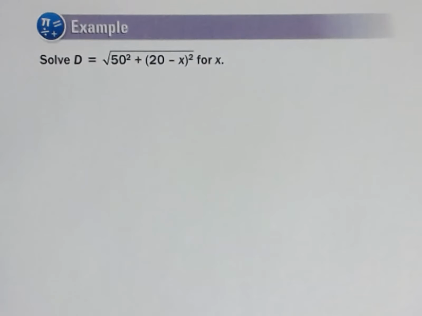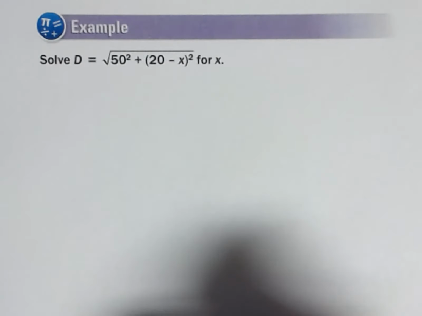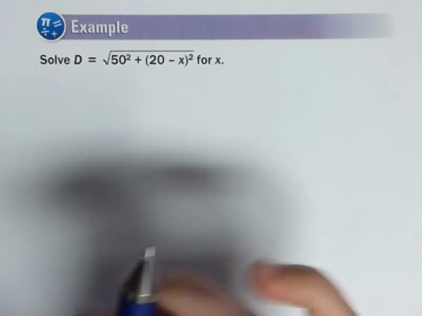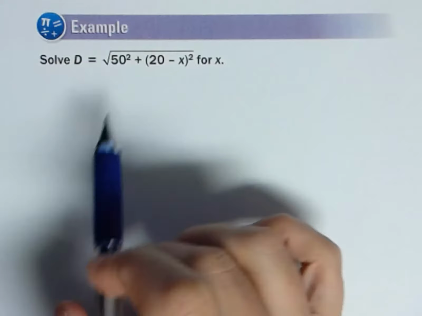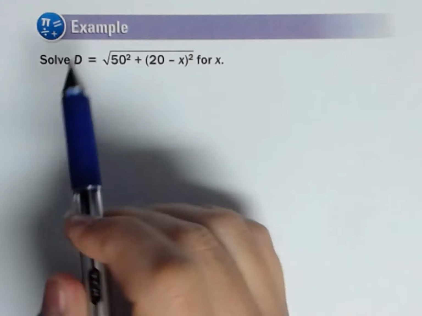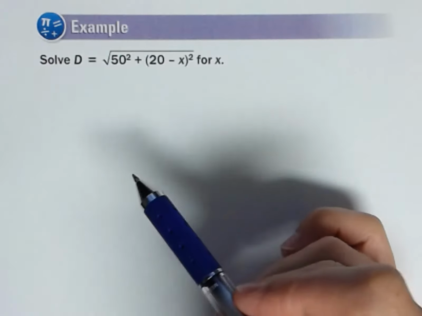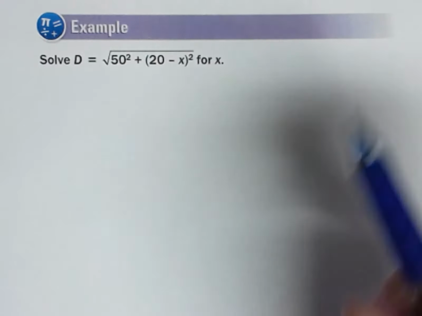Okay, here's another example working with radical equations. This time, though, it's just a general expression. We're just going to get x by itself. We're not actually going to solve and get numbers. So they want us to solve this equation for x. So just rearrange it. So let's go ahead and look.